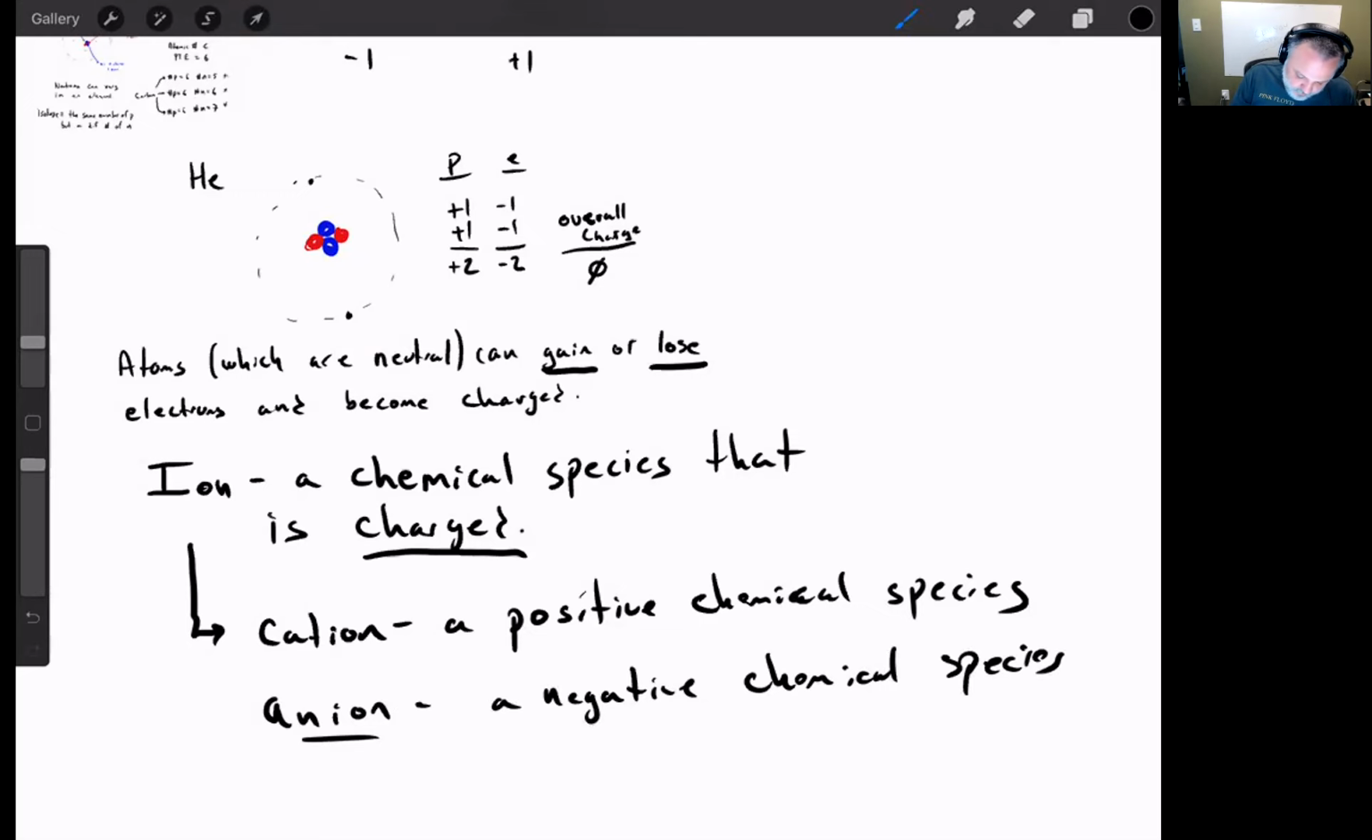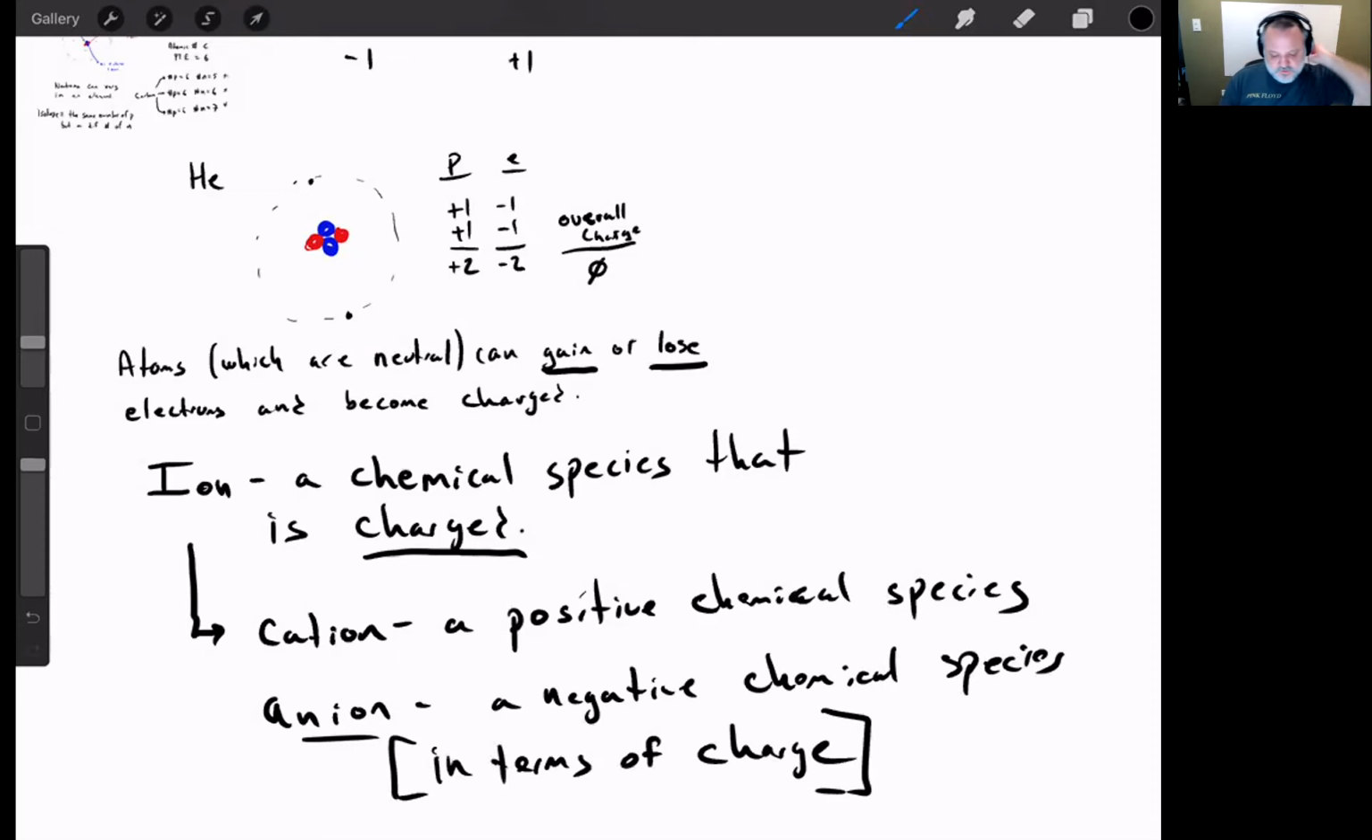And of course, we're talking in both cases in terms of charge. So again, if you lose or gain electrons, then you become charged as a chemical species. And a chemical species that has a charge is called an ion. The particular flavor of charge can be positive or negative, and the thing that has a positive charge is called a cation, and chemical species that have negative charges are called anions.